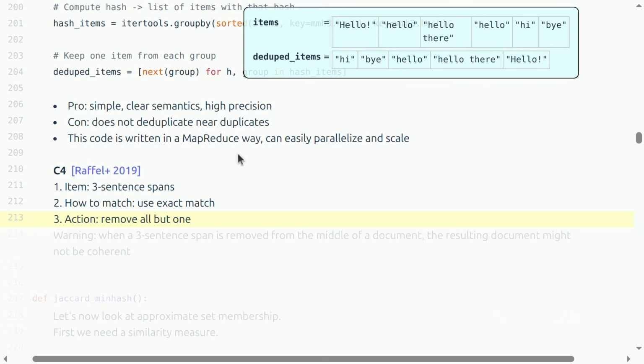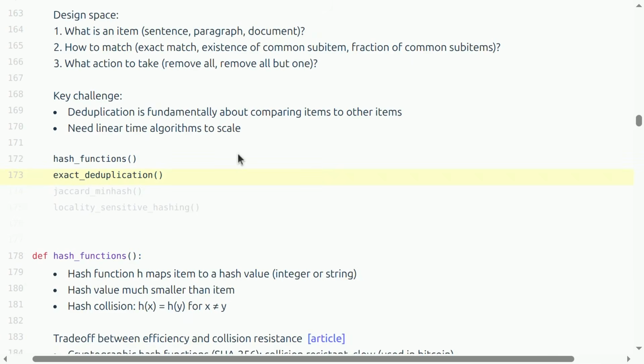So if you're paying attention, you realize that there's something a bit strange about this, because you're looking at 3-sentence spans, and if you find 2 documents with the same 3-sentence span and remove all but one, that means you're just going to rip out 3 sentences from that document, which is a little bit strange because it breaks the coherence, but this is what they did. Okay, so that's exact deduplication.